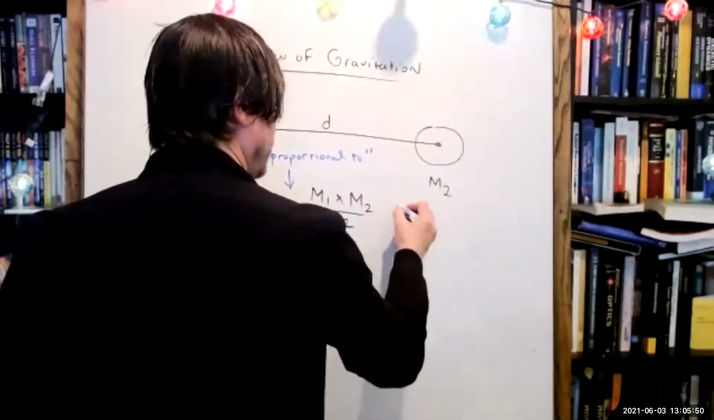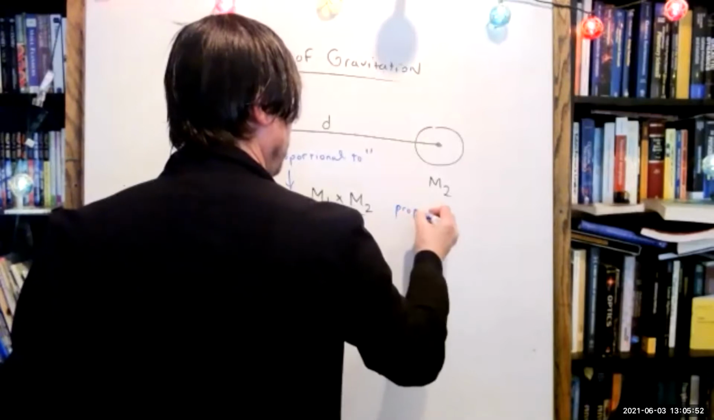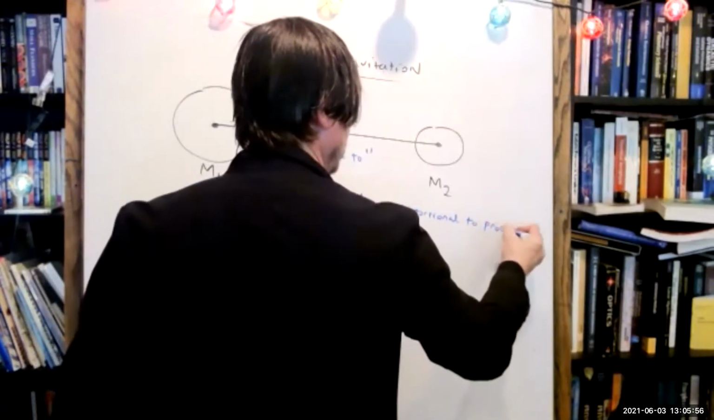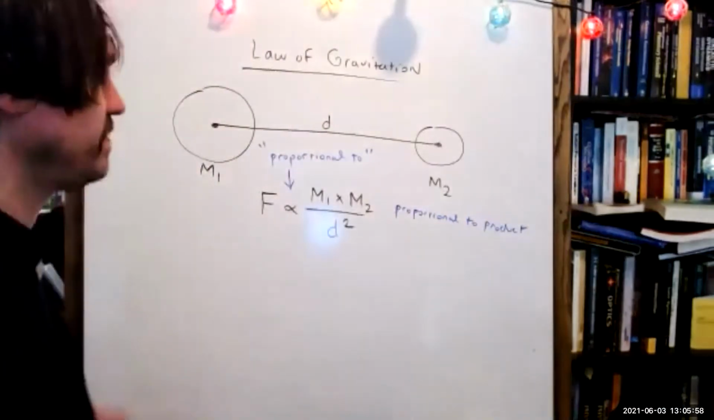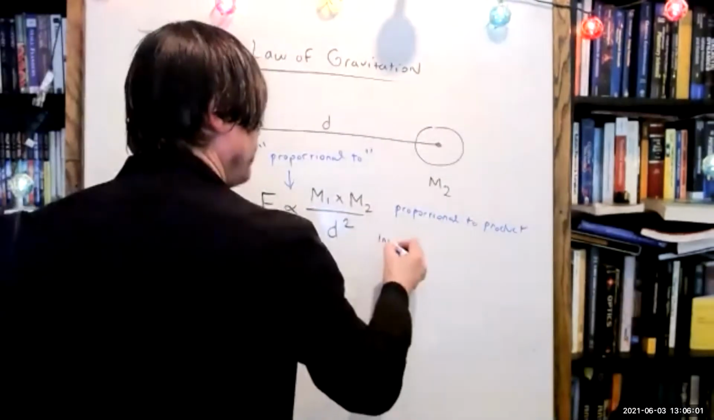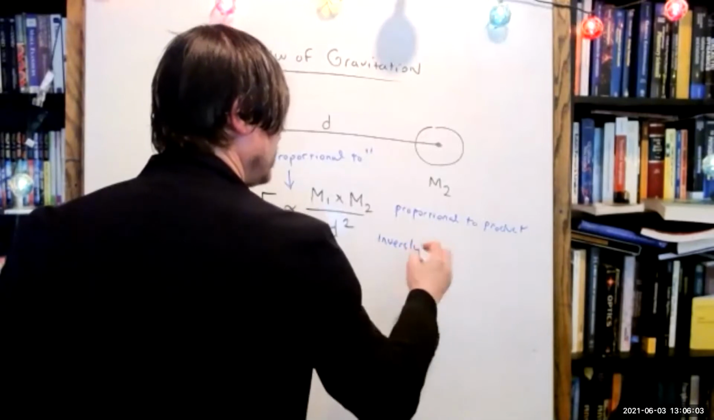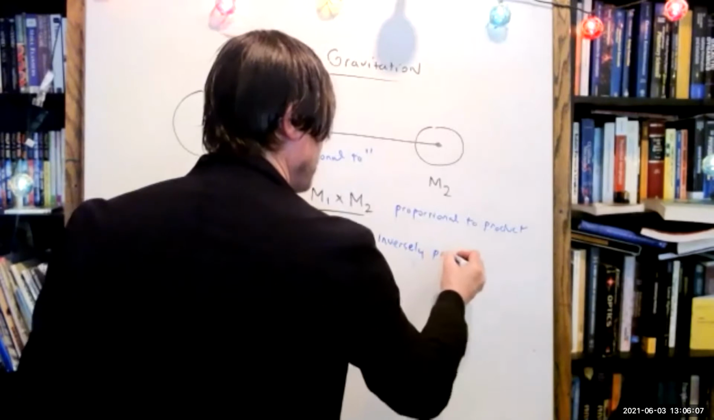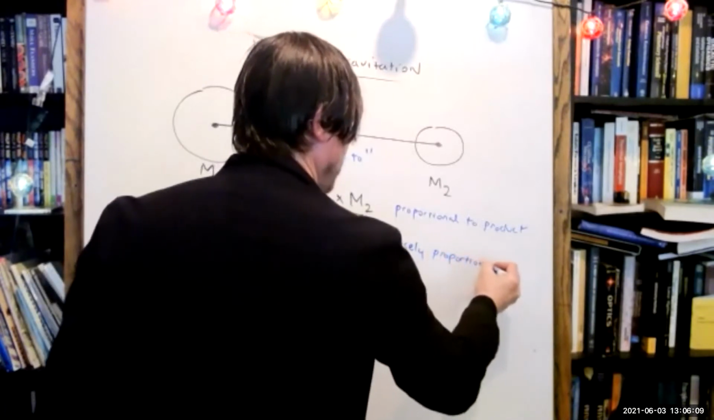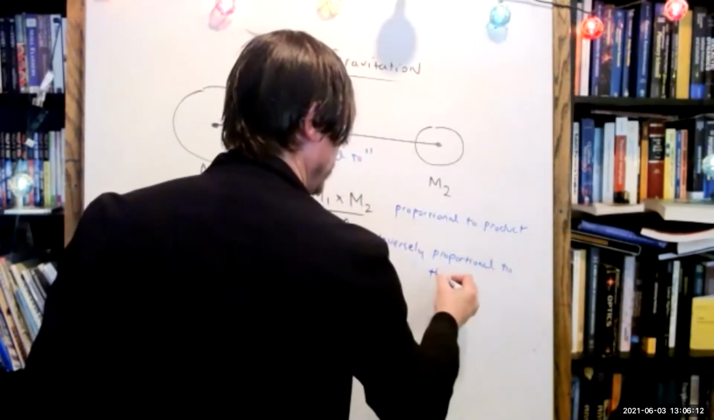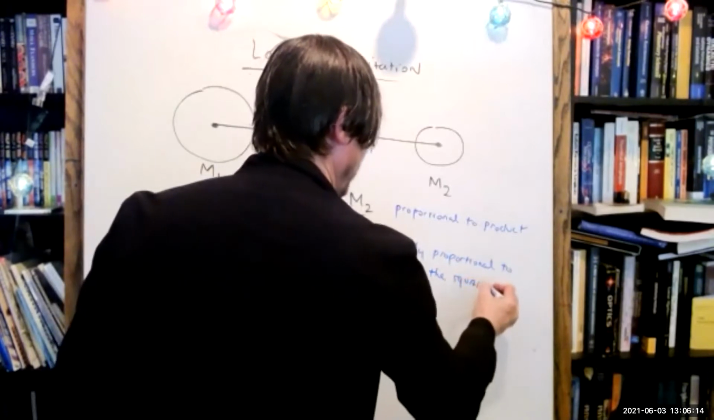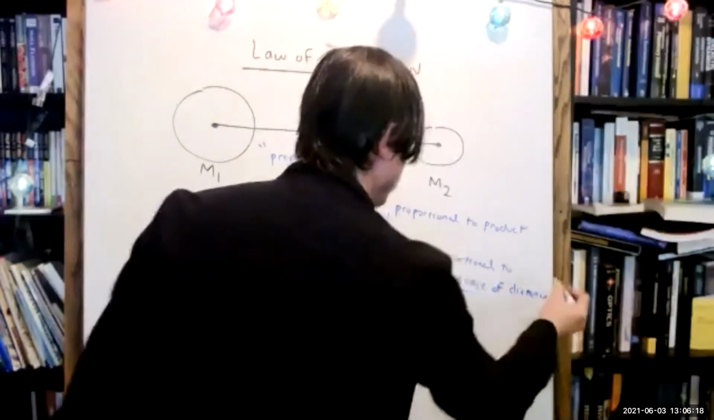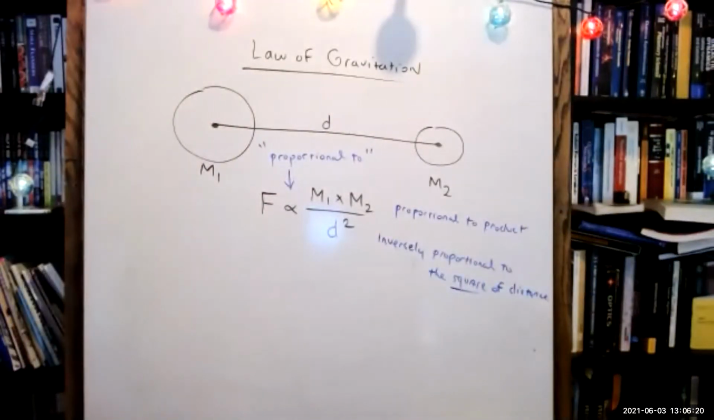In the top, we have proportional to the product of the masses. And at the bottom, we have inversely proportional to the square, an underlined square, of the distance. I think the language kind of matters here.